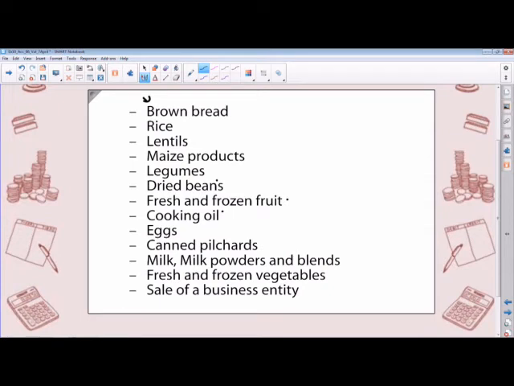Another thing, cooking oil, eggs again for protein, and canned pilchards. Remember, we all need calcium, so milk and milk powders and certain milk blends will be zero rated. We'll have fresh and frozen vegetables, that's also zero rated. And then the sale of a business entity. So when I sell a business, it will also be at 0% VAT.